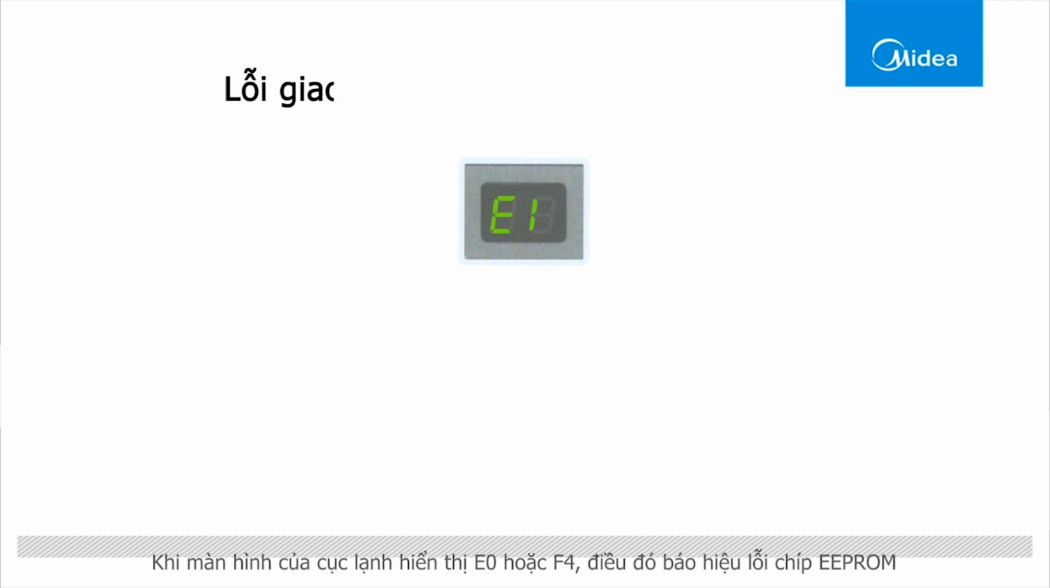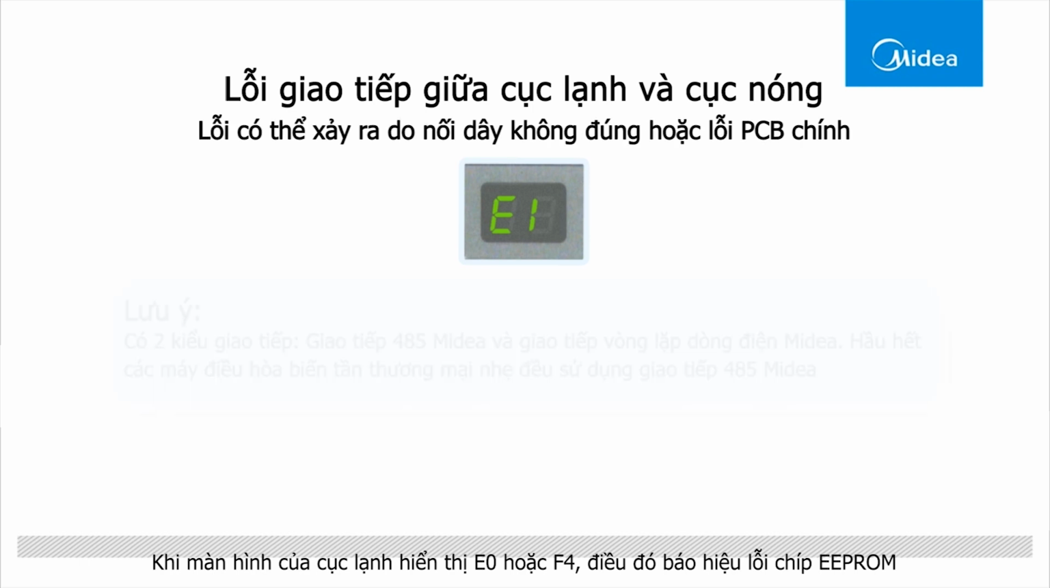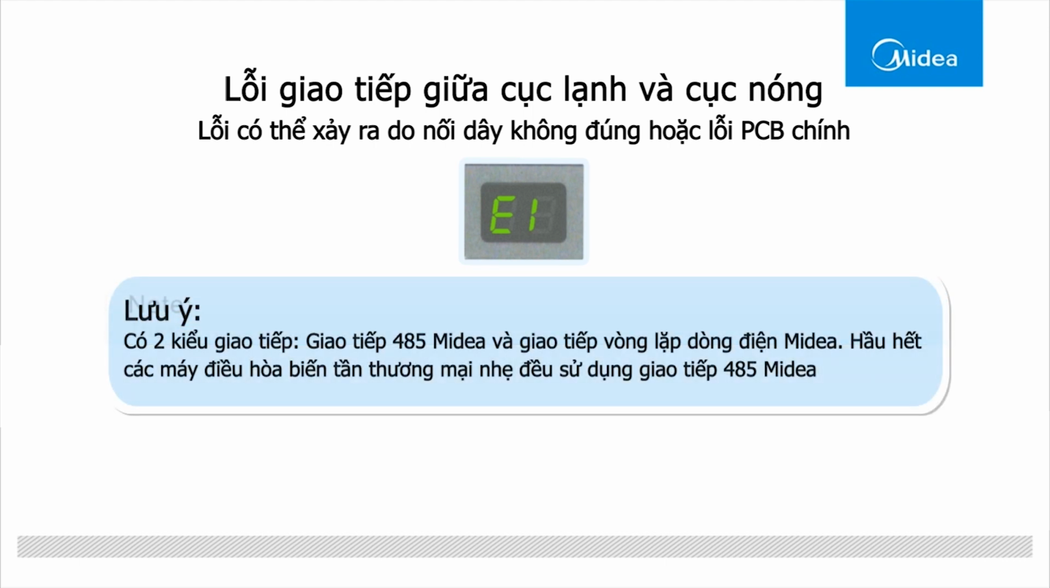When the indoor unit displays E1, that indicates indoor or outdoor unit's communication error. This failure could be caused by inappropriate wiring or main PCB error. Note: there are two kinds of communication: Midea's 485 communication and Midea's current loop communication. Most of Midea's light commercial inverter air conditioners adopt Midea's 485 communication.